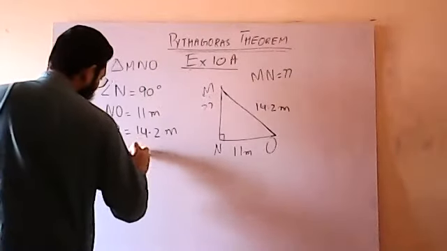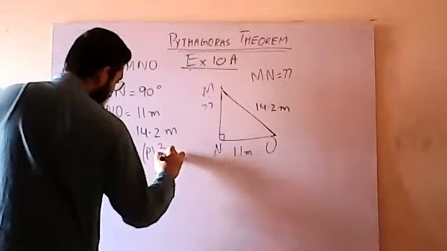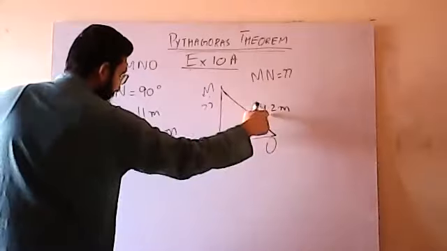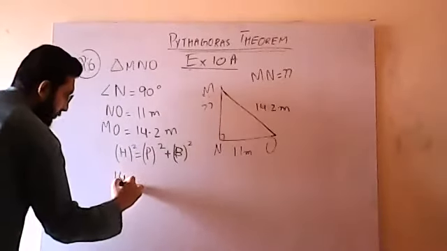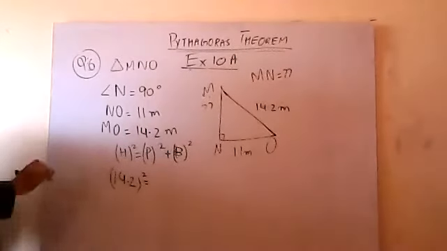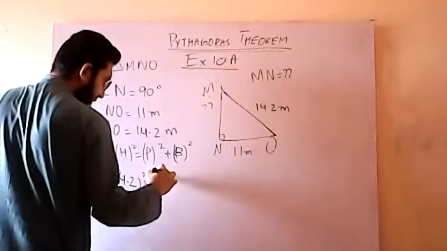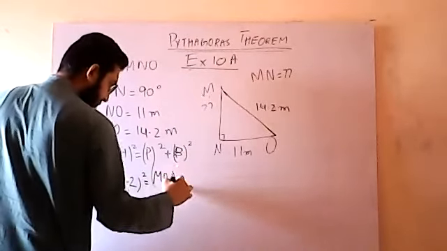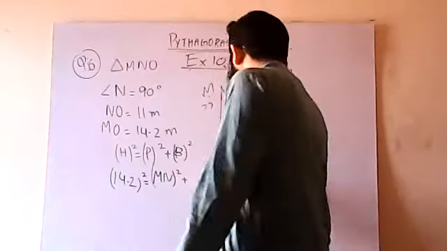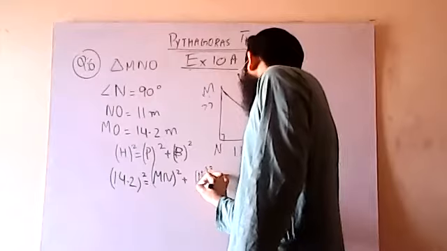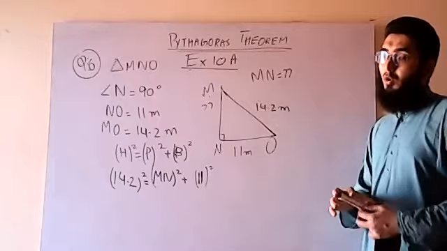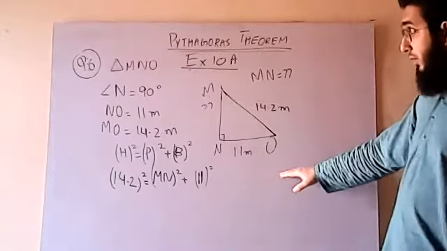Hypotenuse squared equals perpendicular squared plus base squared. The hypotenuse, opposite to 90 degrees, is 14.2, so 14.2 squared. Perpendicular squared, anything can be the perpendicular. Let me take M as the perpendicular, plus the base squared, which is 11 squared. I can now easily solve it like I solved question number 2. It's just similar to question 2.